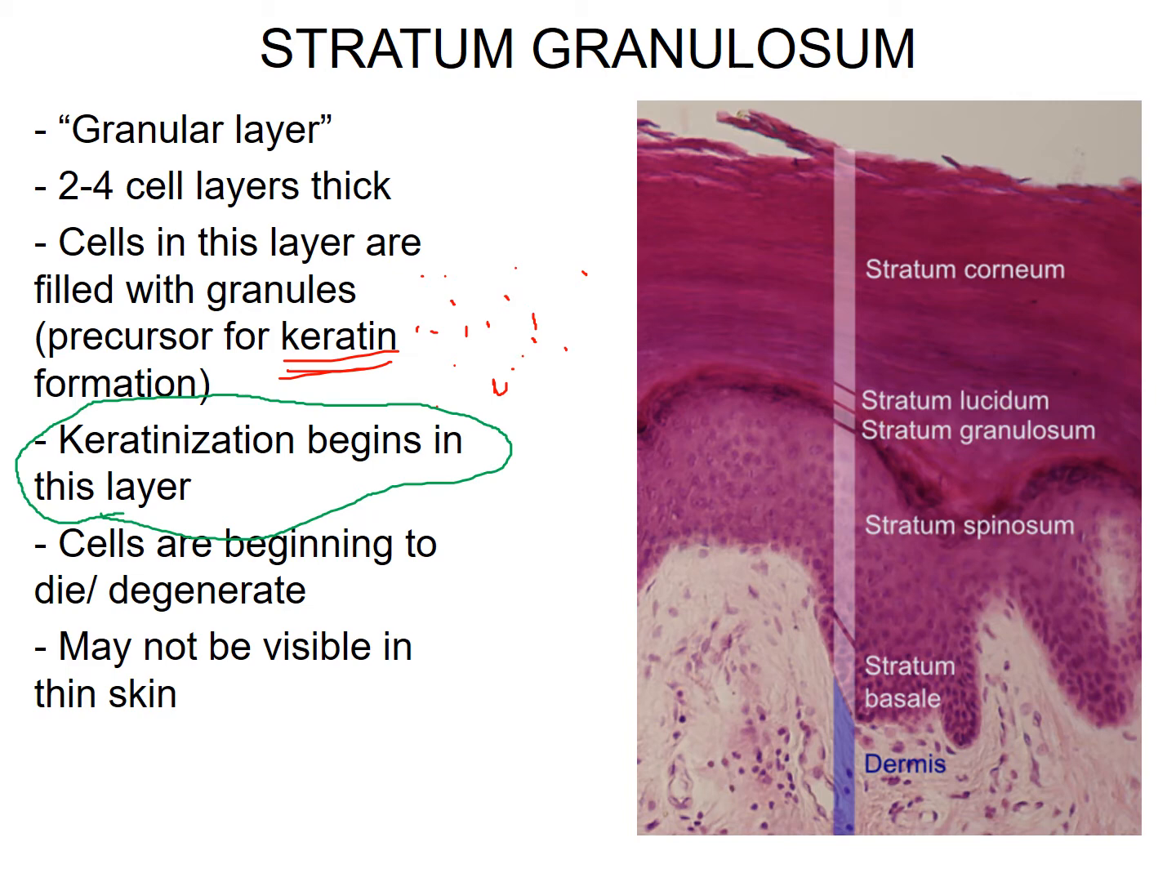So the two layers above this, the stratum lucidum and the stratum corneum, are both layers of cells that are dead. This is where they start to die because of this keratinization process. So every layer deeper than the stratum granulosum, the spinosum and the basale, the cells are going to be alive and kicking. Every layer above this, they're going to be dead. This is kind of that transition part.